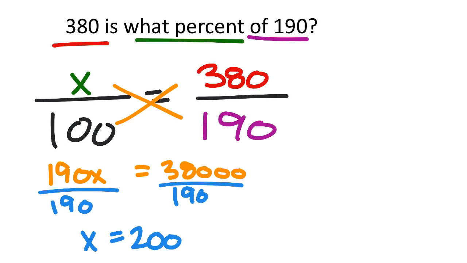Now what this means, and you got to be careful with this one, because if this was a written test and you wrote 200, I'd have to take a point off. And that's because it asked for the percent, right? 380 is what percent of 190? It's 200% of 190. So hopefully that makes a little bit more sense. When it asks for a percent, make sure you label it as a percent.